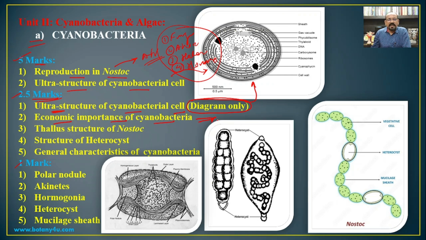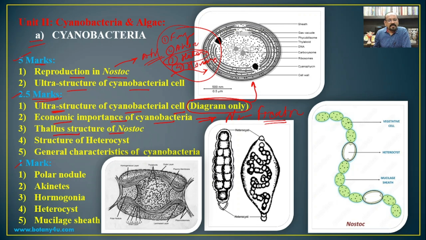Basically the cyanobacteria are responsible for atmospheric nitrogen fixation. This is the most important function of the cyanobacteria, which is carried out because of the presence of the heterocyst in the cells of Nostoc or the cyanobacteria.